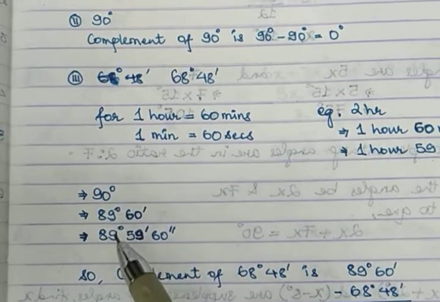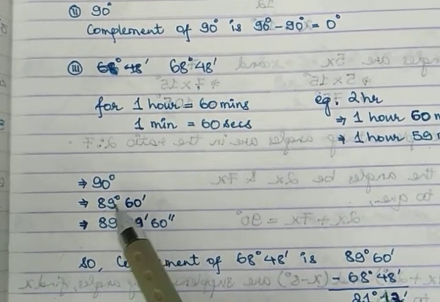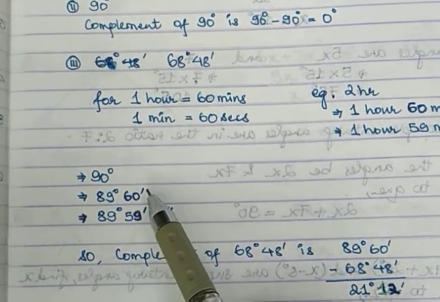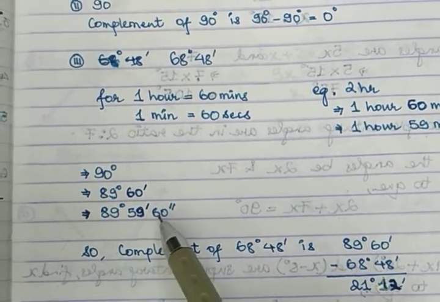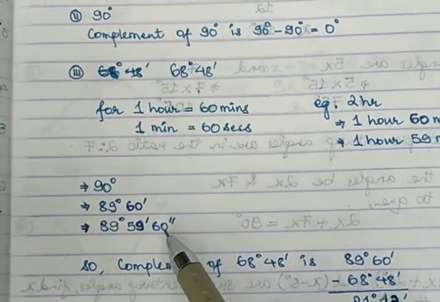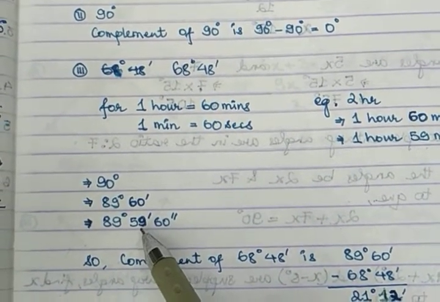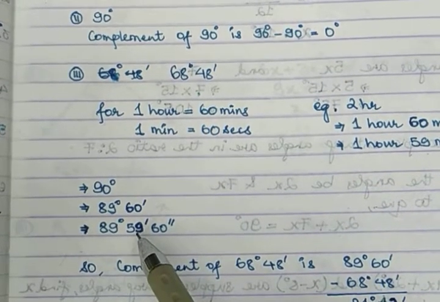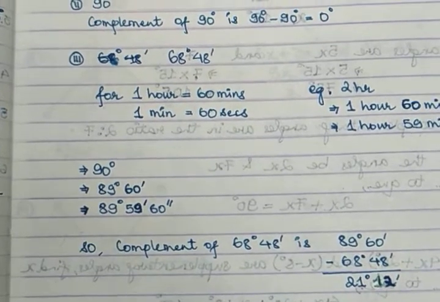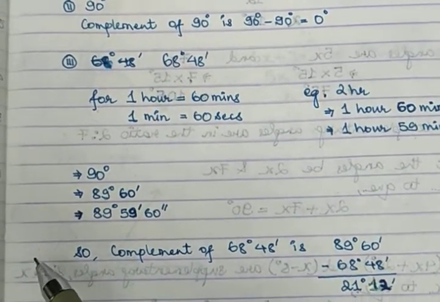For 90 degree I have written 89 degree and 60 minutes. Actually it's the same thing, isn't it? 60 minutes is 1 degree, so 89 plus 1 will be 90. Now again, 60 minutes can be written as 59 minutes and 60 seconds as well. 60 seconds will give you 1 minute, so 59 minutes plus 1 minute will give you 60 minutes, which means 1 degree, and 89 degree plus 1 degree is 90 degree. I hope you understood this one.